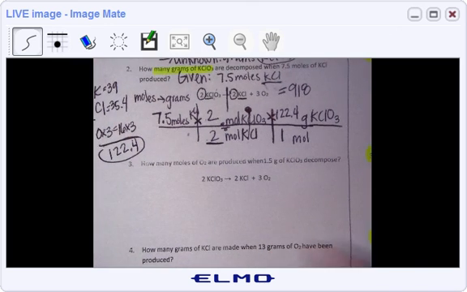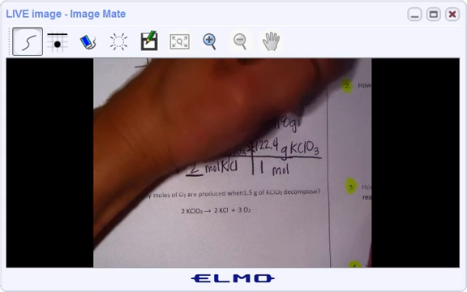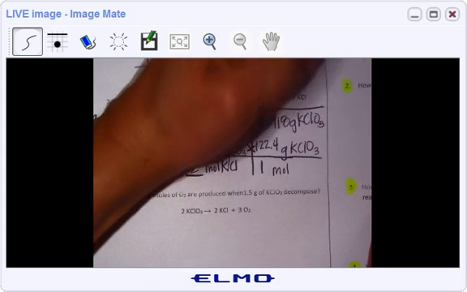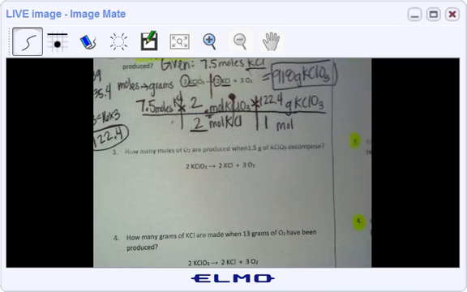What were we looking for to begin with? Right, grams of KClO3. Let's move on to number 3.